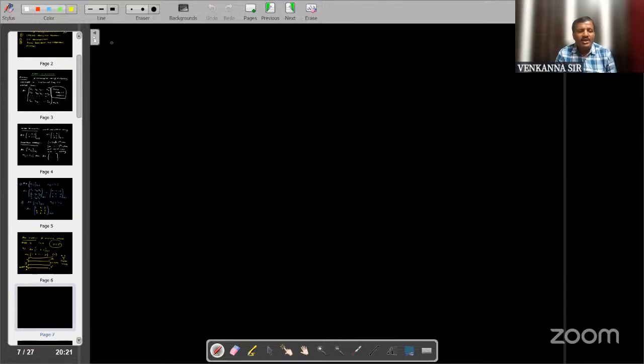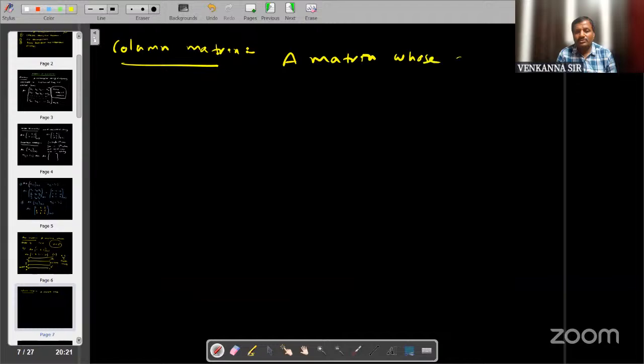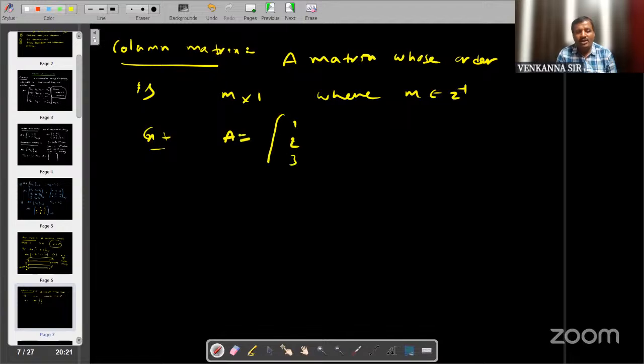If you are taking the column matrix, what is the result here? Column matrix definition. A matrix whose order is m by 1, where m belongs to again positive integer. If you are taking the example for the column matrix 1, 2, 3, what is the order of this matrix? It is 3 by 1. So there is no restriction in the number of rows. Columns must be only 1. That's called the column matrix. So this example is clear to all of you.